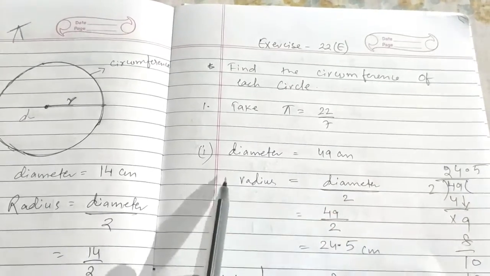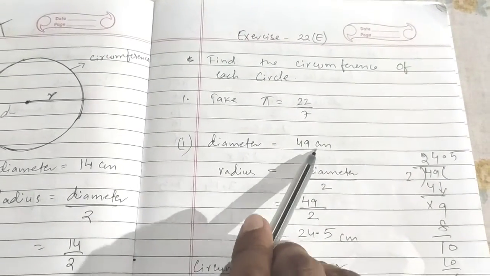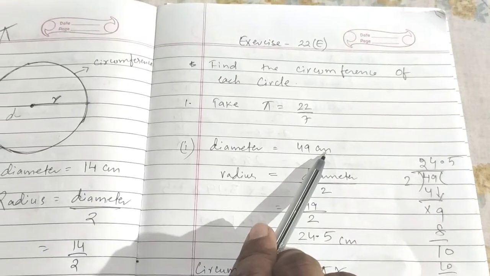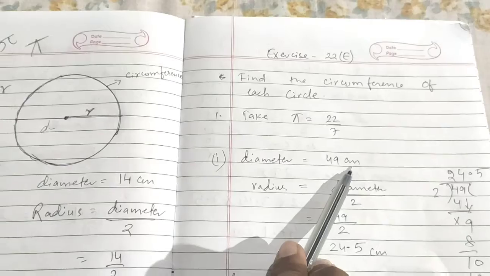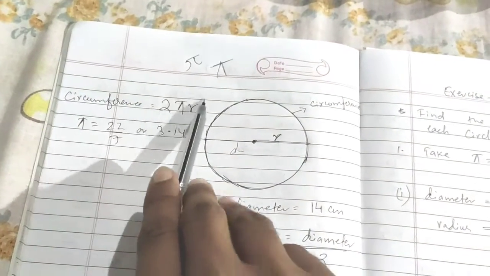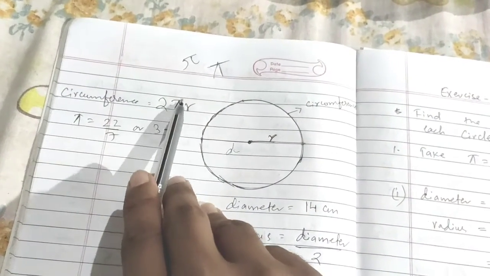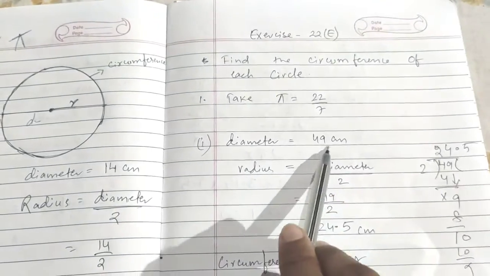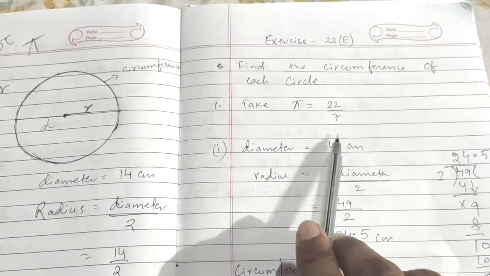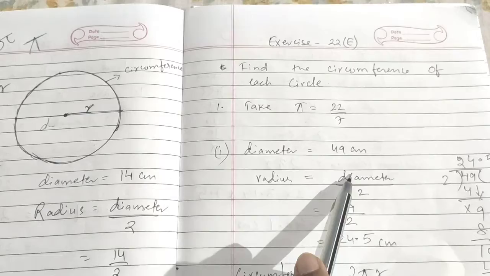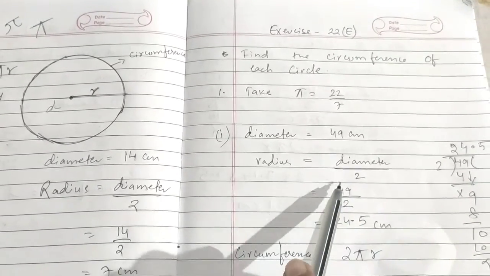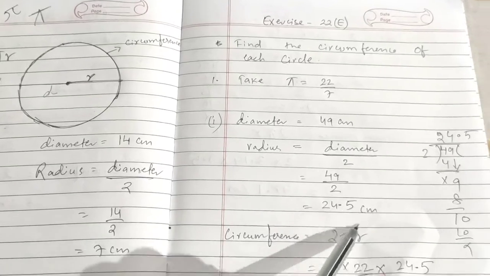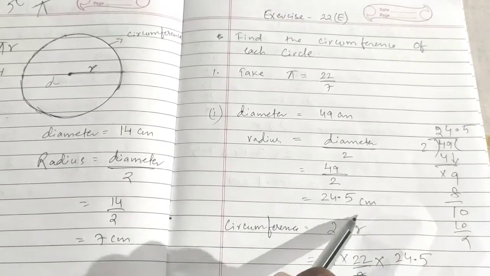In this question, diameter is given 49 centimeter. You can see the formula of circumference is 2 pi r. So we need r. But in the question, diameter is given. To find radius, what we do? We divide diameter by 2, so that we will get radius. Here diameter is 49. So 49 divided by 2, you will get 24.5 centimeter.